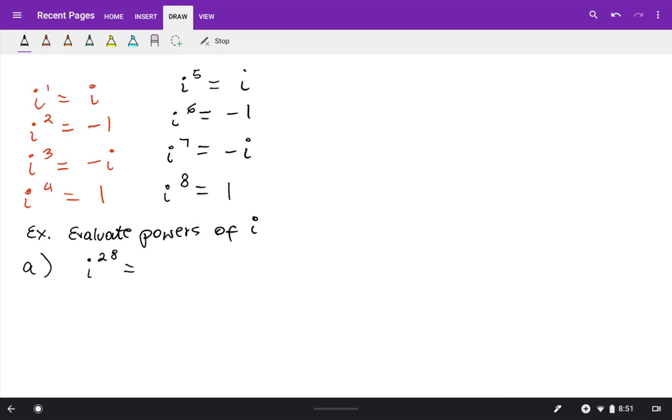So what we can do is break that power 28, and we know that 28 is the product of 4 times 7. So using that information, you should know that when you have a power of a power, this is the same as i to the power of 4, and then everything to the power of 7, because we're using the rules of exponents. So let's just review exponents.